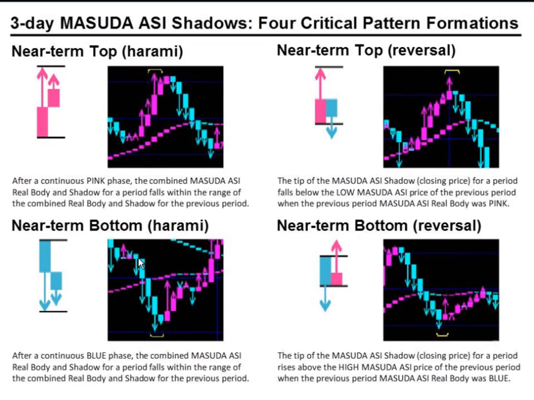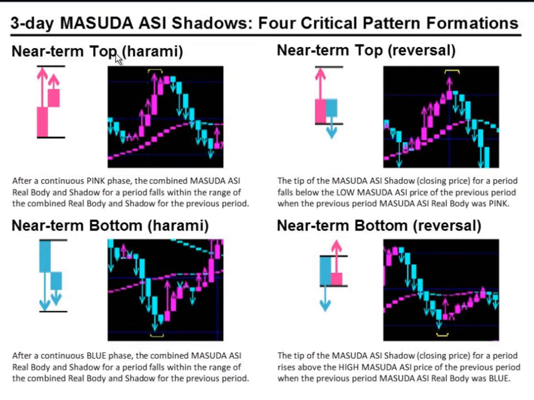On the bottom line we have near-term bottom, harami on the left, and near-term bottom reversal on the right. Bottom in this case does not mean bad or end of the road or anything. It means that we've hit a bottom in terms of declining share price energy, and expect the share price to go up from that point on. So we're trying to identify the near-term tops and the near-term bottoms using the 2 different types of pattern in each case, harami and reversal.